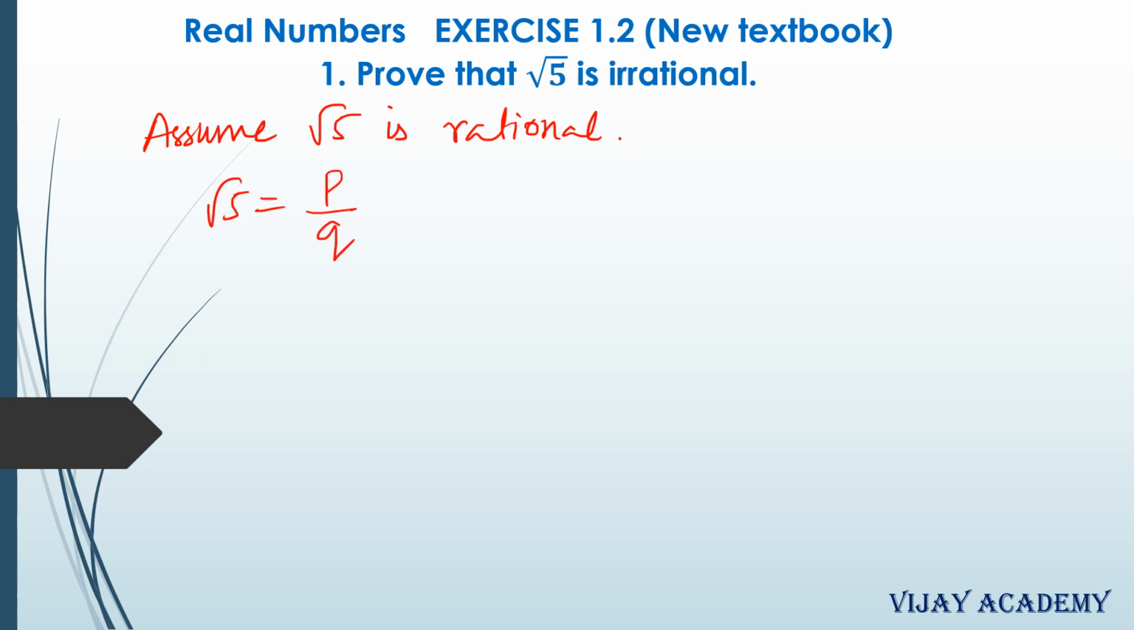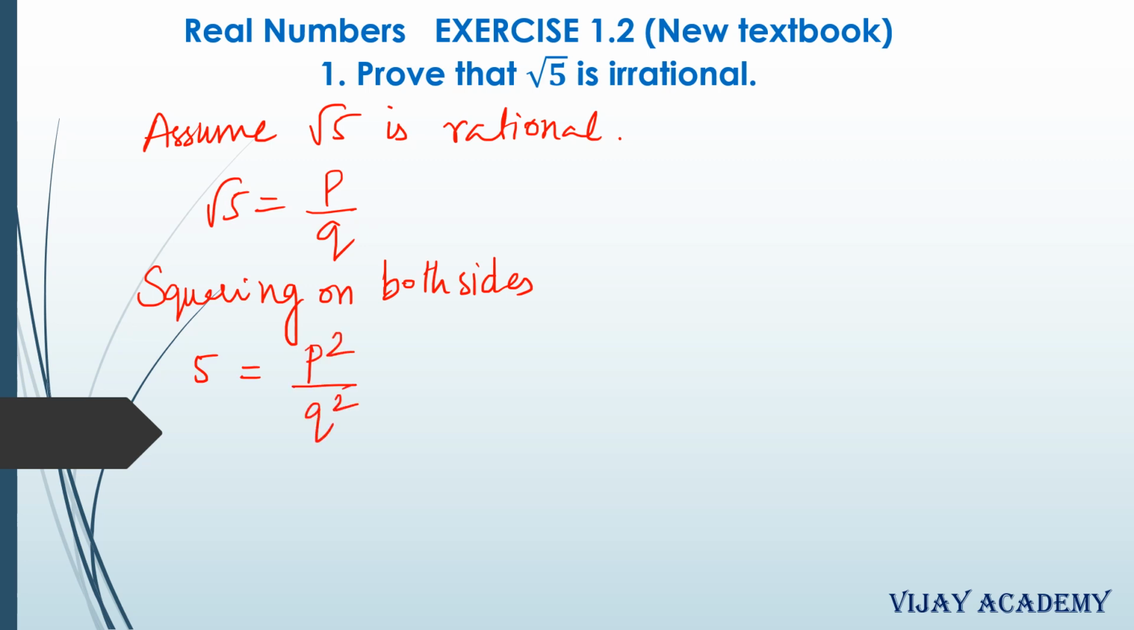Now let us try to write root 5 in the form of a rational number. We need to remove the square root. To remove the square root, let us square it on both sides. Squaring on both sides, we get root 5 the whole square becomes 5, and in the RHS we get p square by q square. Transposing q square to the LHS, we get 5q square equals p square.